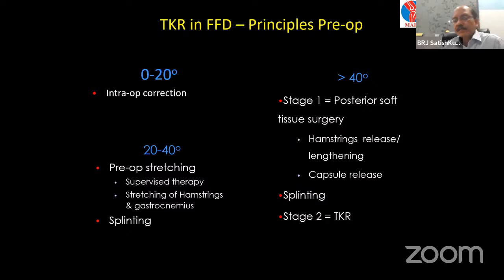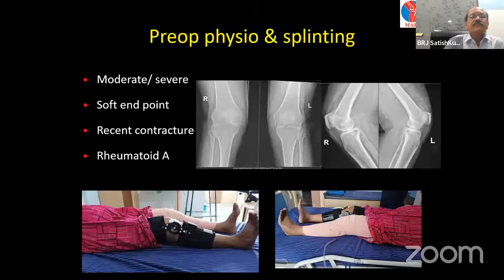So ideally, the deformity should be less than 20 degrees. Then it is easy to correct the deformity, intra-op acute correction, and to maintain that. Otherwise, we can do TKR even at 70 degrees, 60 degrees. The chance of recurrence is very high, and after that, it's very difficult. Once you have done the TKR, if you cannot get the deformity correction, say there is a recurrence after 2 or 3 months, then it is very difficult to correct that. So the patient has to be encouraged for preoperative physiotherapy and splinting.